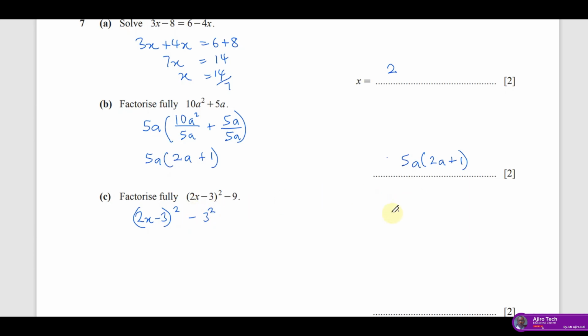This is similar to having a squared minus b squared, where a is a bracket like this. So I can say a plus b into a minus b. In the same way, this bracket plus 3 into this bracket minus 3. So I can say 2x minus 3 plus 3 into 2x minus 3 minus 3.